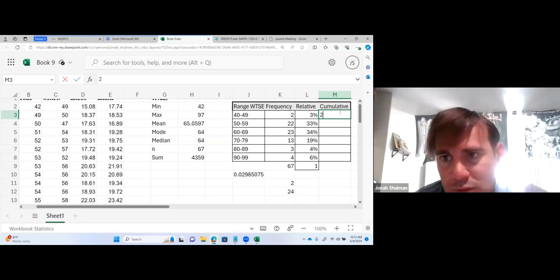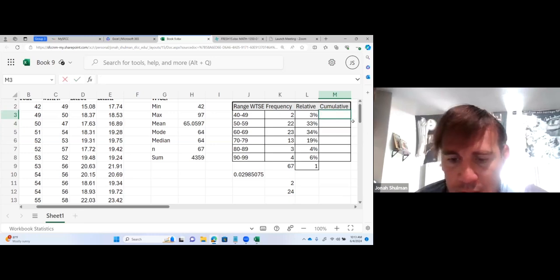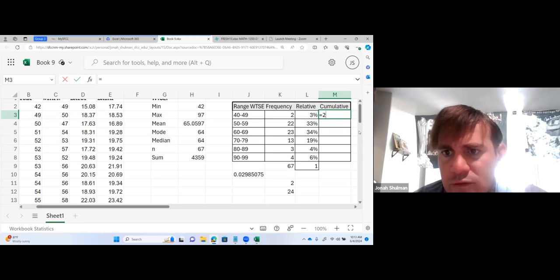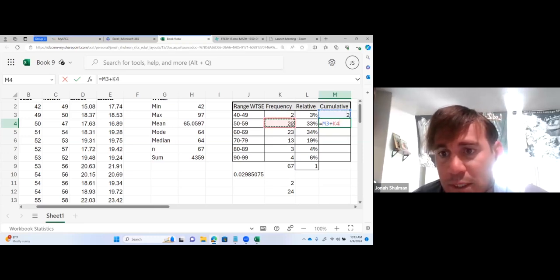So here we go. The first thing I'm gonna do is I'm just gonna type the number 2, or you can click this box. It's up to you. I'll click the box just for fun. Actually, let's work this way. The second one, I just have to do equal sign. I believe it is this one. No, it's got to be the preceding one, so it all adds. So it has to be this box plus this box. So in my case, it's M3 plus K4.